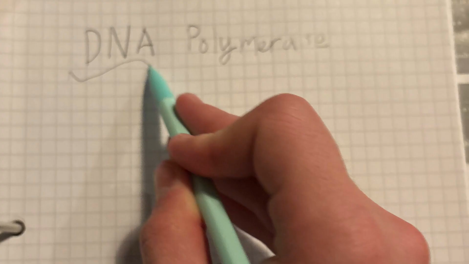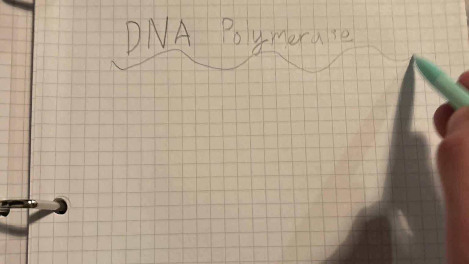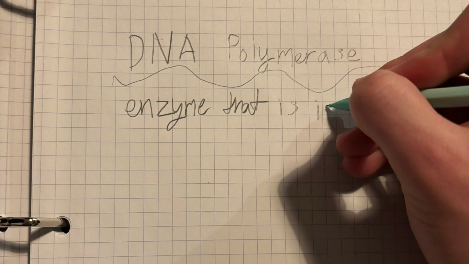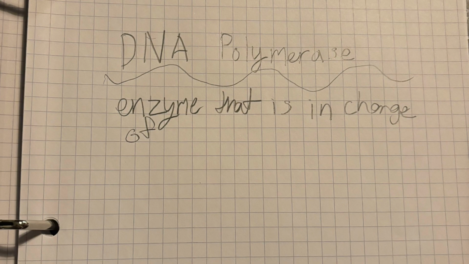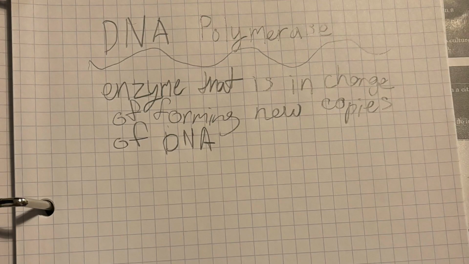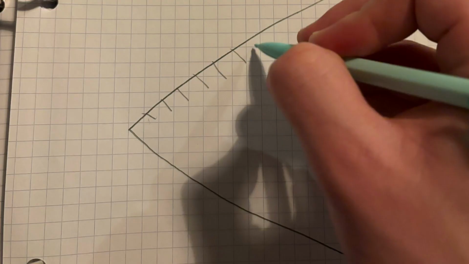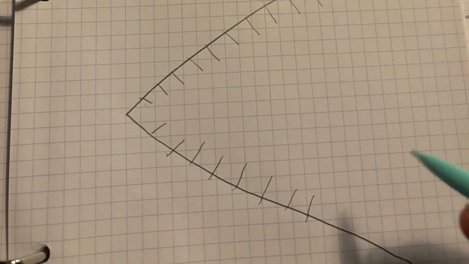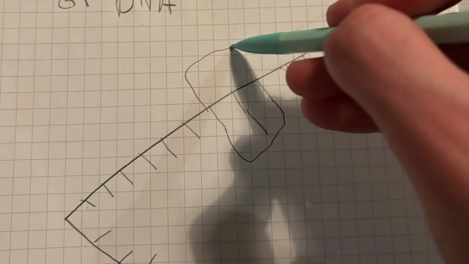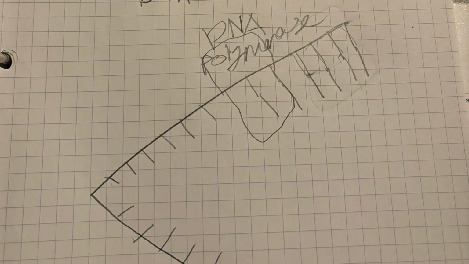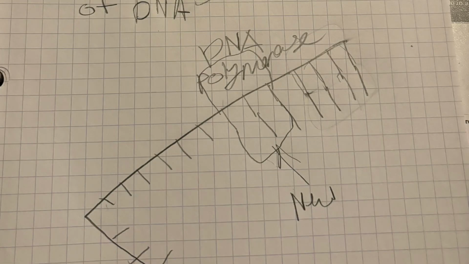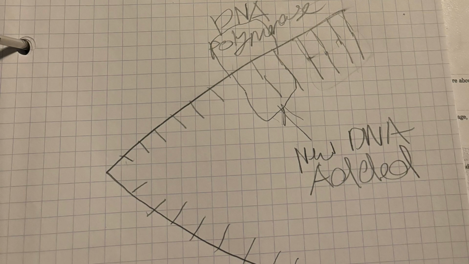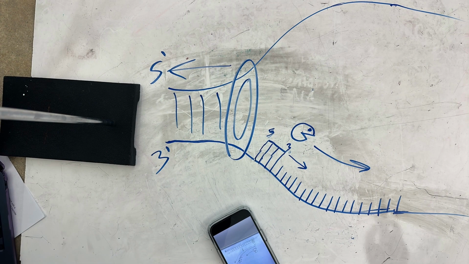is the DNA polymerase, and it's an enzyme that is in charge of forming new copies of DNA. Then this is us redrawing the zipper looking thing. That's the DNA polymerase right there, and that's the new DNA with the arrow pointed to it. Anyways, back to what we were saying.